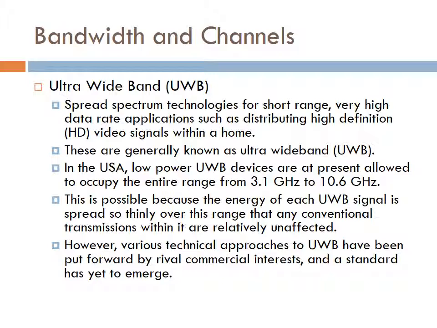Ultra-wideband spread spectrum technologies are for short-range, very high data rate applications, such as distributing high-definition HD video signals within a home. These are generally known as ultra-wideband, or UWB. In the USA, low-power UWB devices are at present allowed to occupy the entire range from 3.1 GHz to 10.6 GHz. We'll see more details about the UWB technology in the coming weeks.